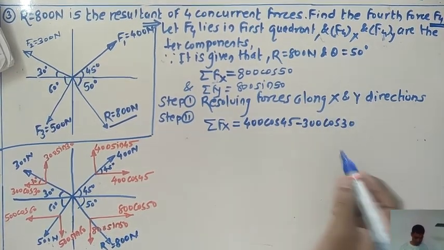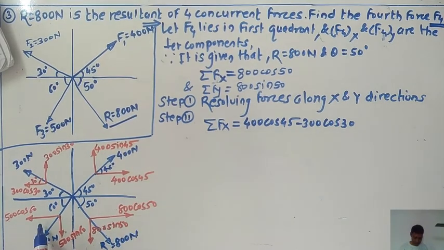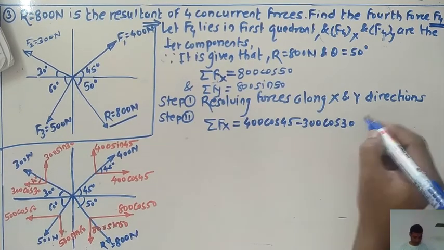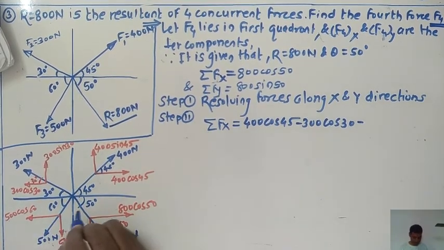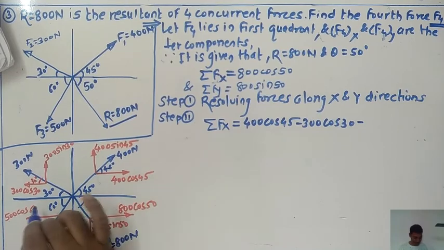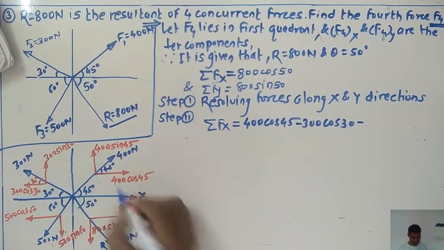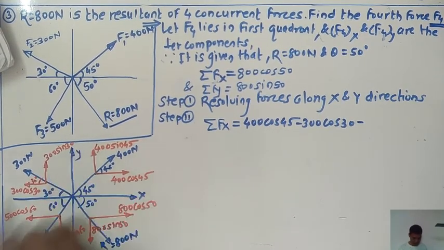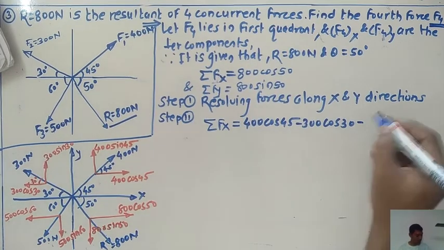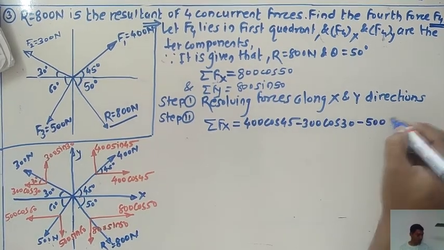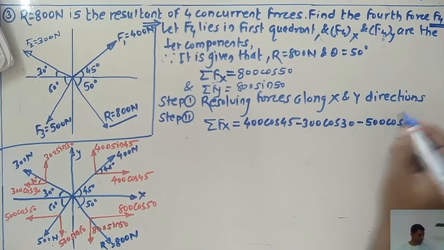What about the next force? The next force is here, with magnitude 500 cos 60. See, this force is running in the negative direction of the x-axis. Here is the x-axis and here is the y-axis. This one moves in the negative direction, so we need to give it a minus sign.